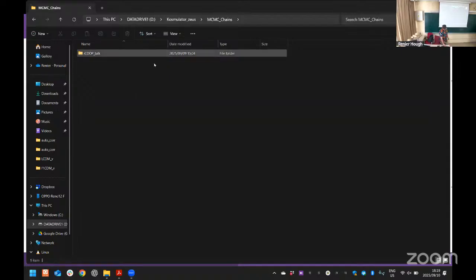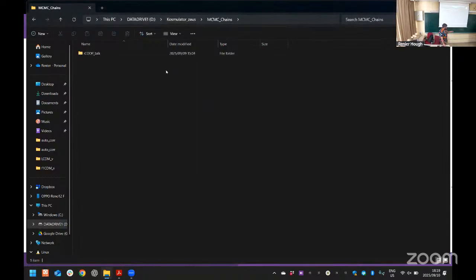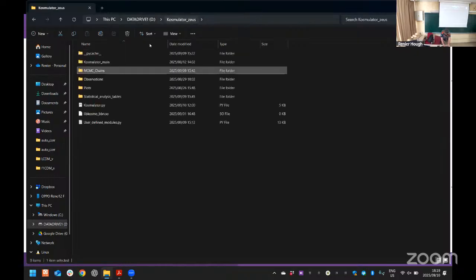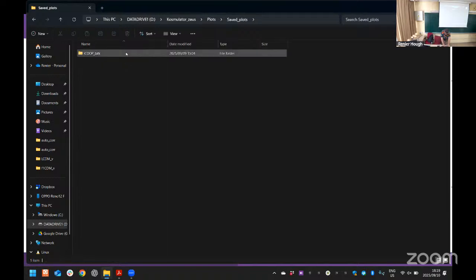Okay. So yeah, this is Cosmology. When you run it, it creates chains in your project file, and it will label them with which model you were running it for and what observations. It also then creates these plots for you.